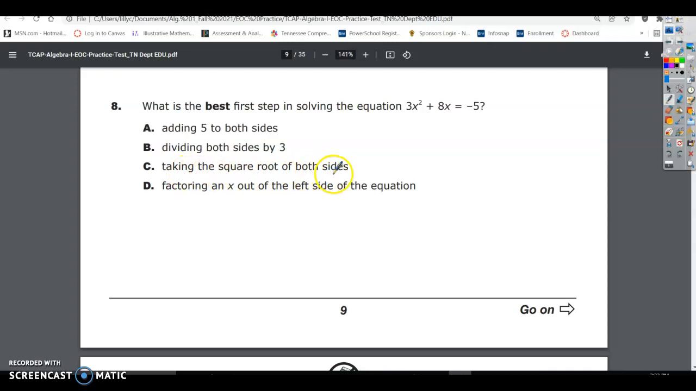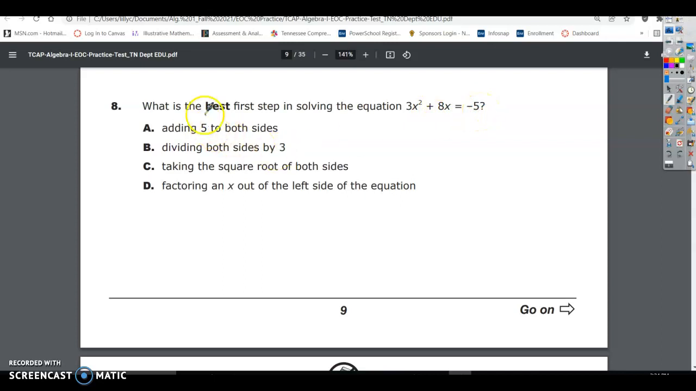Take the square root of both sides. If we take the square root of both sides, that's going to make a very ugly, nasty equation, so we don't want to do that. Factoring an x out of the left side. So if we factor an x out, we're going to have x times 3x plus 8 equals -5. That's not going to help us because it's not set equal to 0, which means we can't do anything from there because we can't use the zero product property unless the equation is equal to 0.